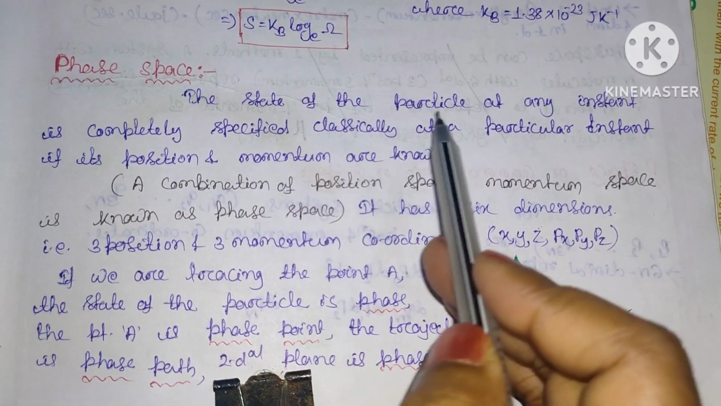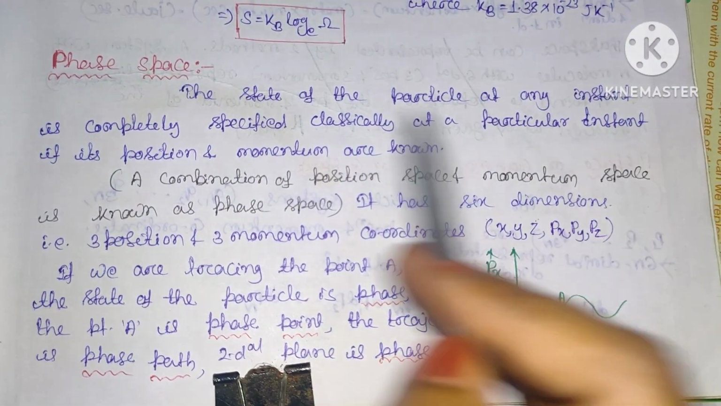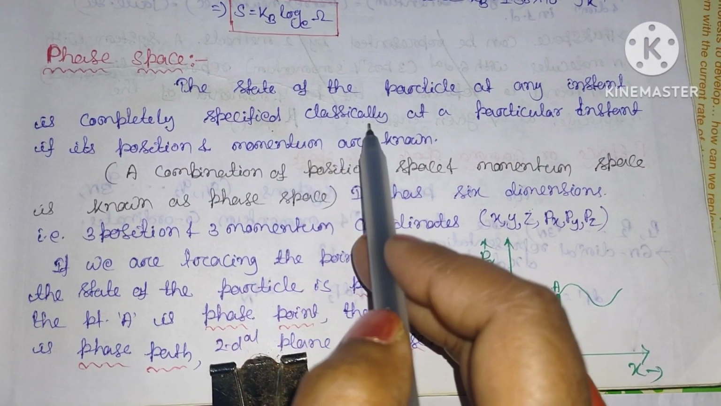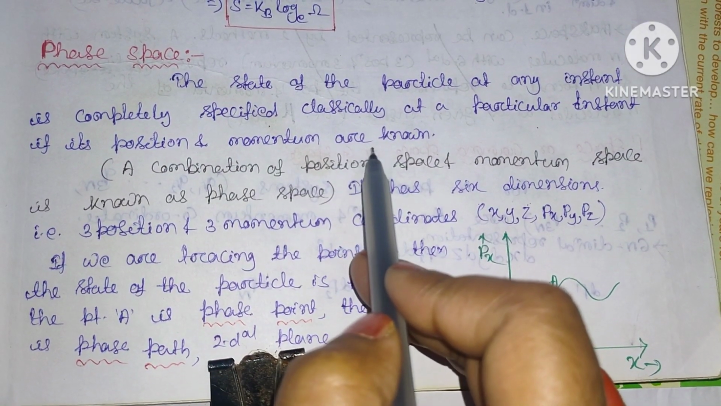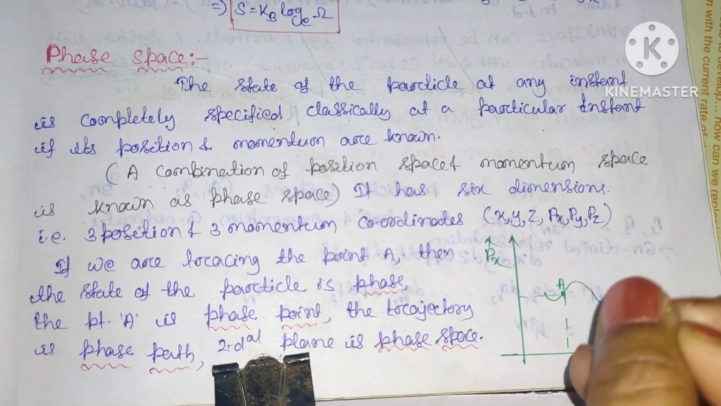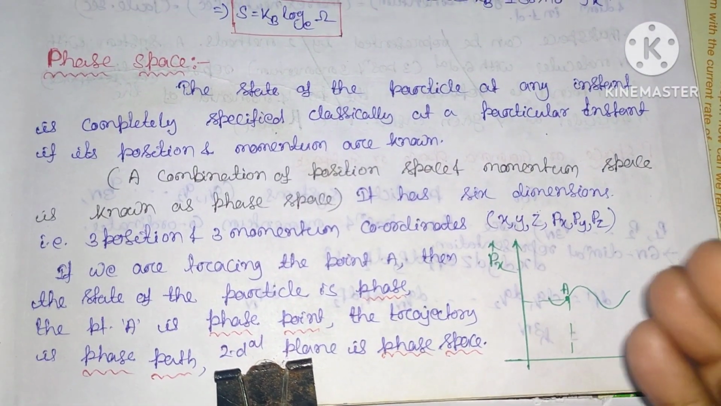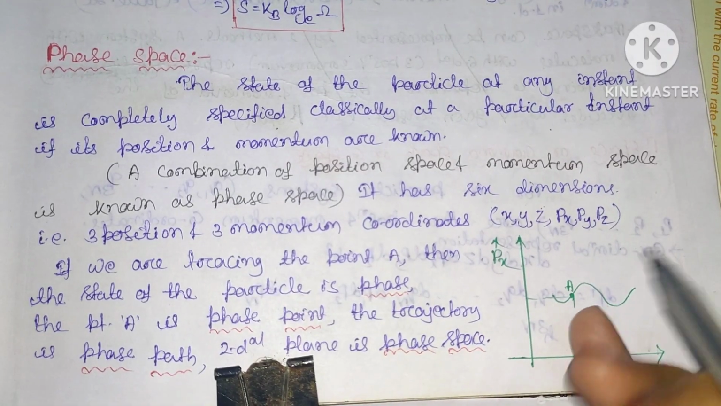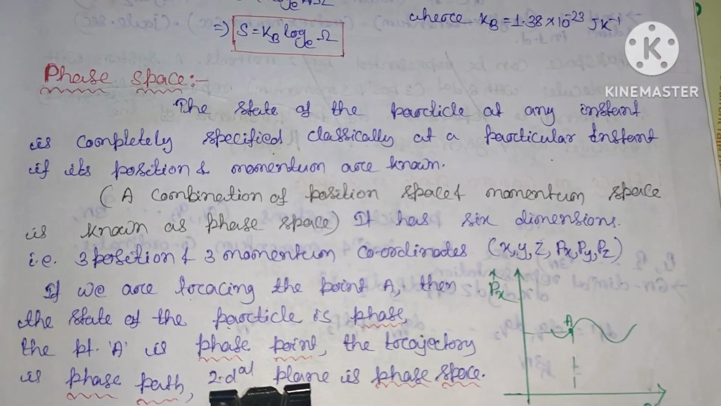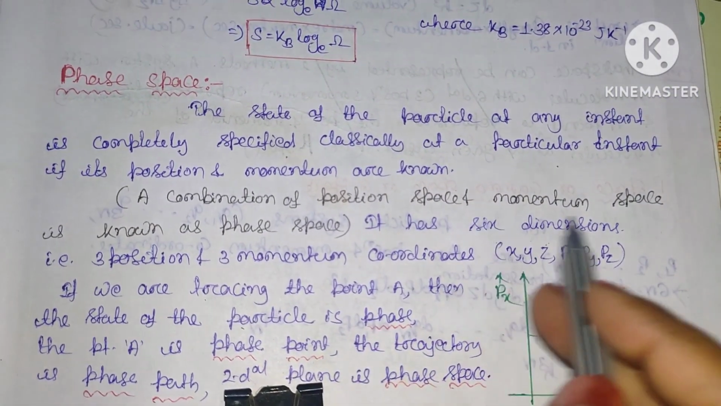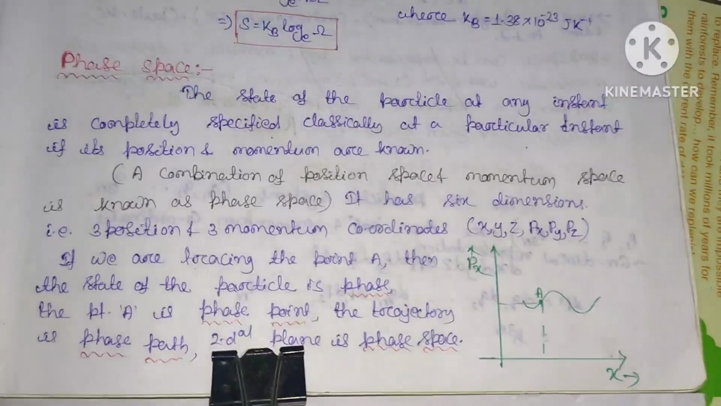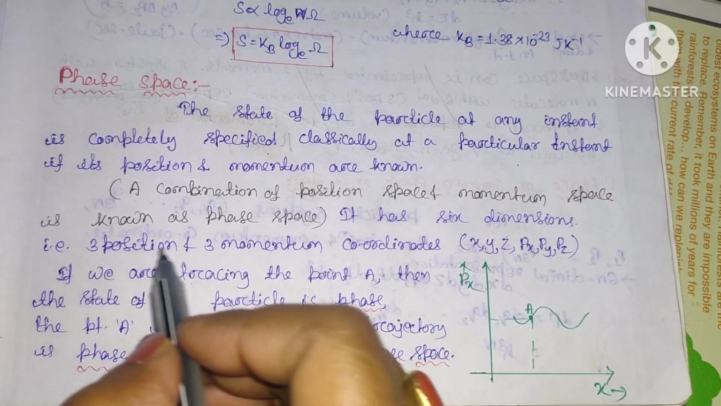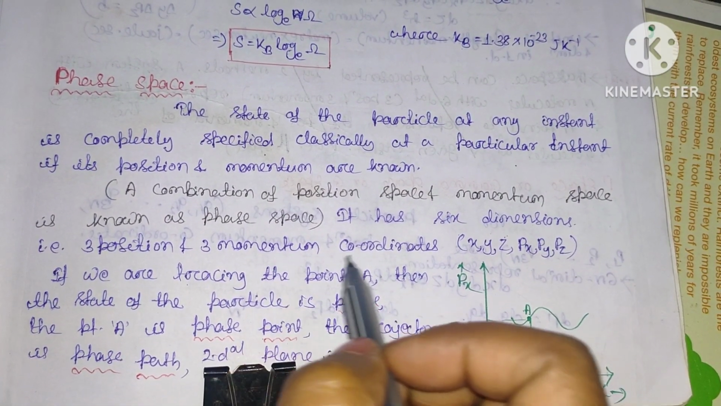The state of a particle at any instant is completely specified classically if its position and momentum are known. So we can define any parameter if the position and the momentum of the particle are known. The combination of position space and momentum space is known as phase space. So here it has 6 dimensions, that is 3 position and 3 momentum.